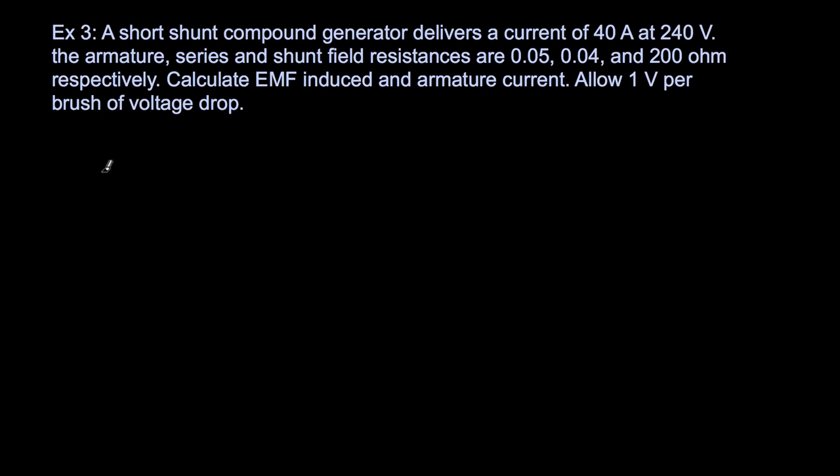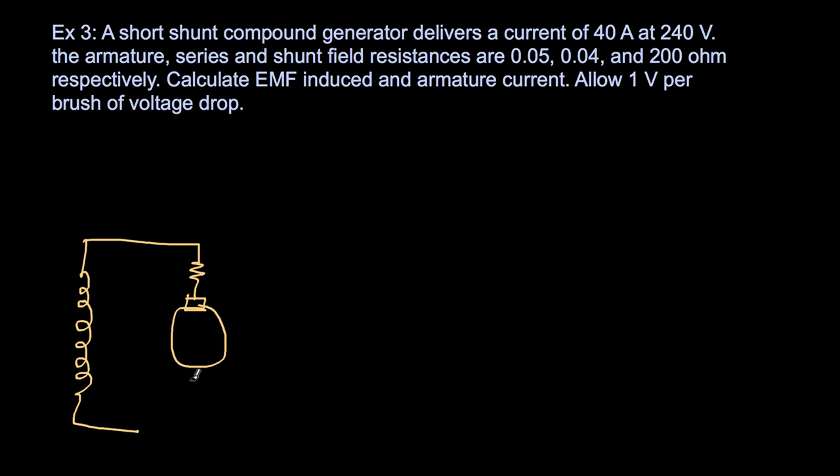Okay, so let me attempt this problem now. Short shunt compound generator. Let me draw the circuit diagram of a short shunt compound generator. This is a shunt field winding, and there will be the armature resistance and the armature itself, and there will be a series field winding, and then there is a load here.